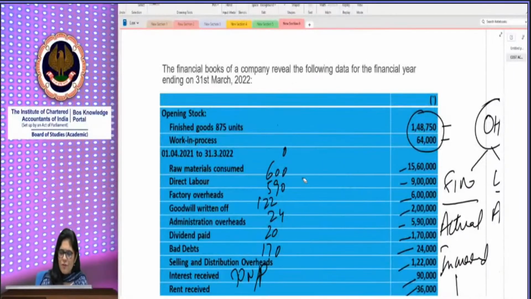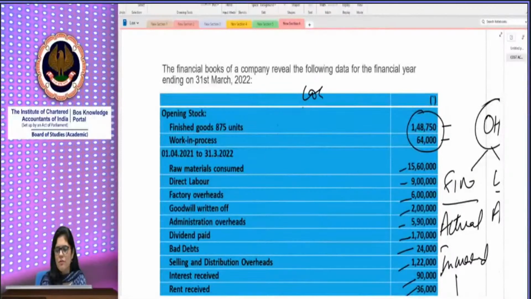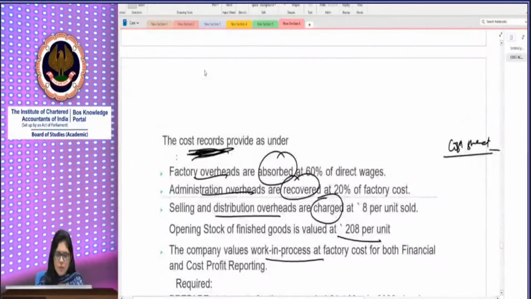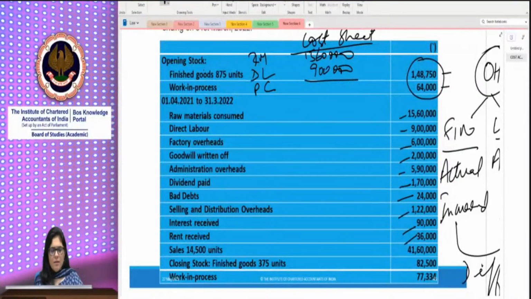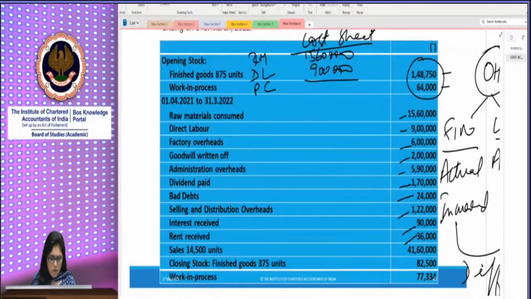So we have done with the profit or loss. We know the financial profit. Now let us start with the cost sheet. So we will make a cost record now. Cost sheet is the compilation of all the accounts. Clear? So we'll start with raw material first. Any information on raw material in the question? No. So raw material is 15,60,000. Direct labor will remain the same, 9 lakh direct labor. So we have prime cost: 15,60,000 plus 9 lakh.